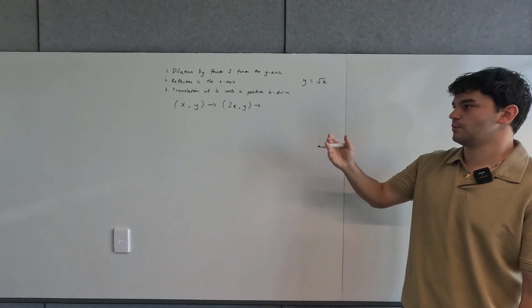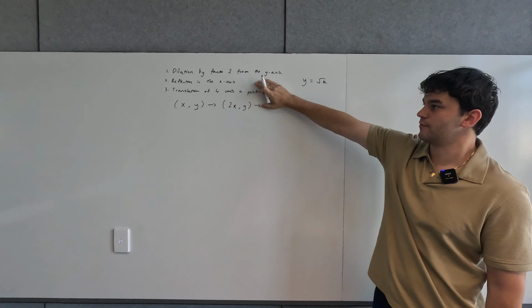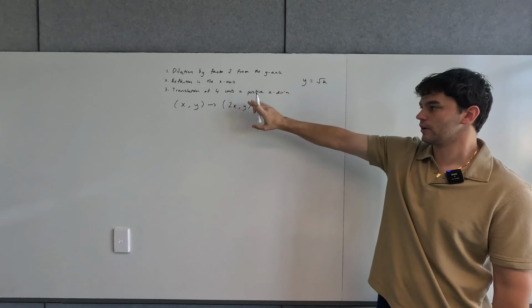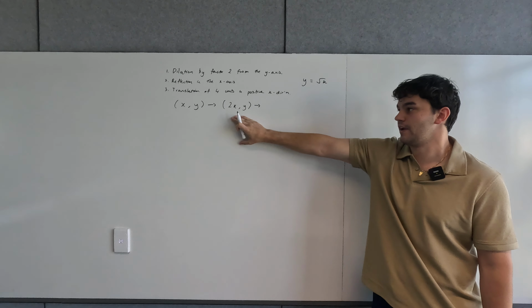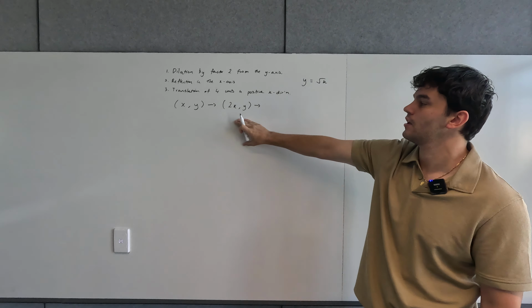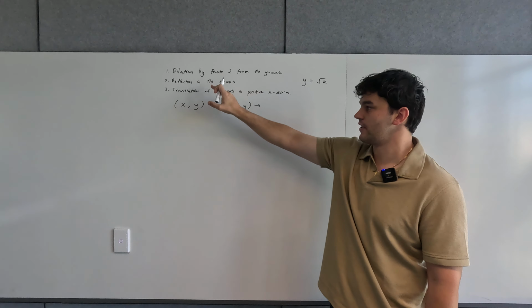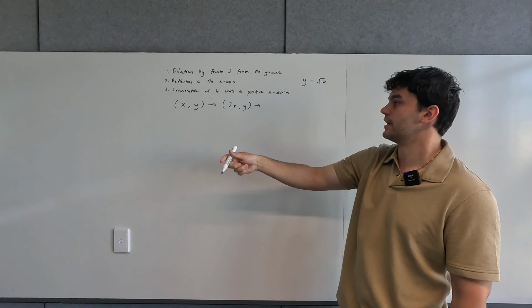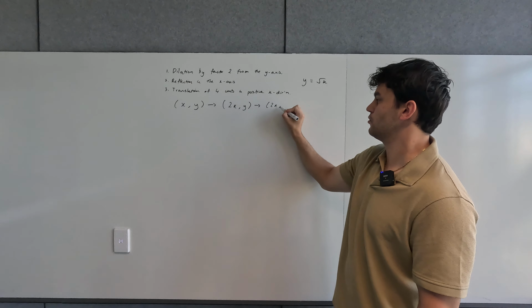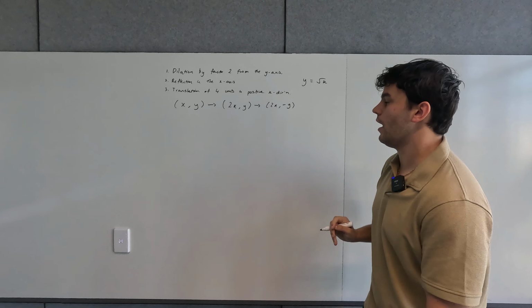Now we just apply the next transformation in order to our previously found x dash and y dash at this step. We have a reflection in the x-axis, and we know that makes the y value negative. So we still keep 2x, but we make it negative y.